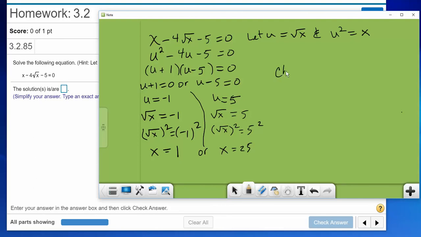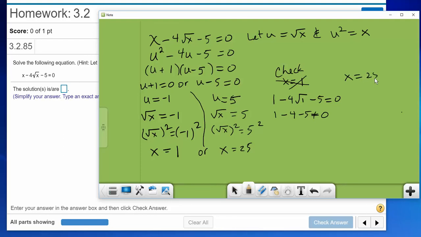So we've got to check, and it's not going to work because, as I told you right here, this is a contradiction. So I don't really need to even check it. So x equals 1. I'm just plugging it into the original problem to see if it's true. So we get 1 minus 4 minus 5, which is not 0. So that one has to get thrown out.